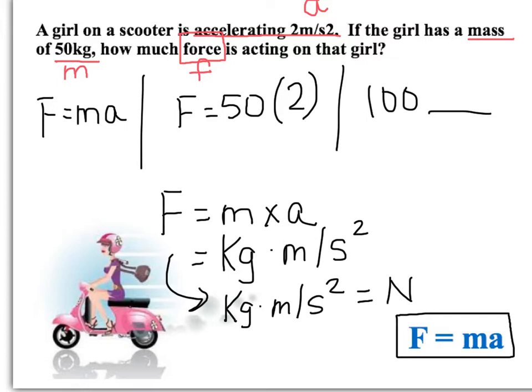So I look back up at my problem. I see that my mass was measured in kilograms. I see that my acceleration was measured in meters per second squared. I put those together and I end up with the unit for force, which is the Newton. So the answer to our question, 100 newtons.